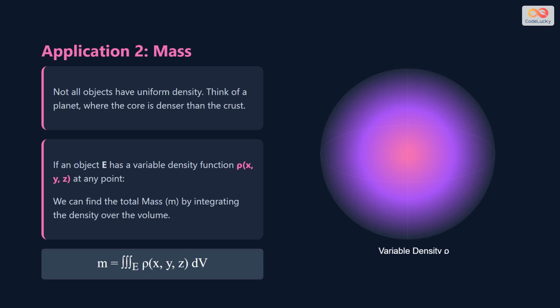Now let's make it more interesting. Real-world objects, like a planet or an alloy, don't always have the same density everywhere. They might be heavy in the center and lighter on the surface. We describe this using a density function, rho of x, y, z, which tells us how dense the object is at any specific point. To find the total mass, we integrate this density function over the entire volume.